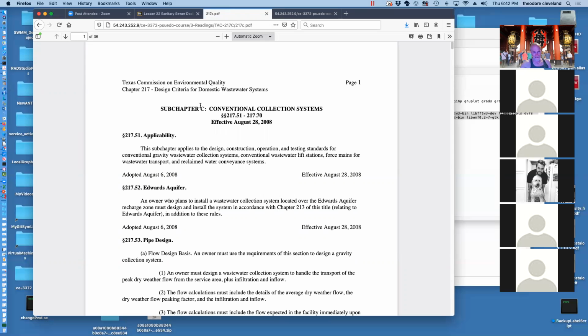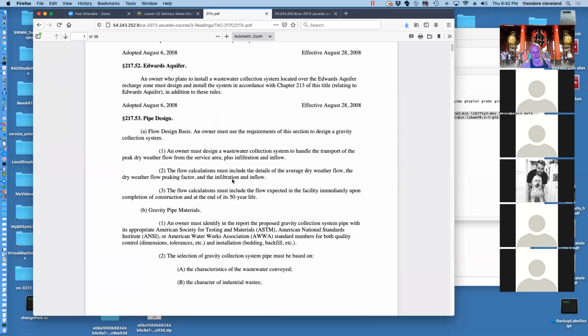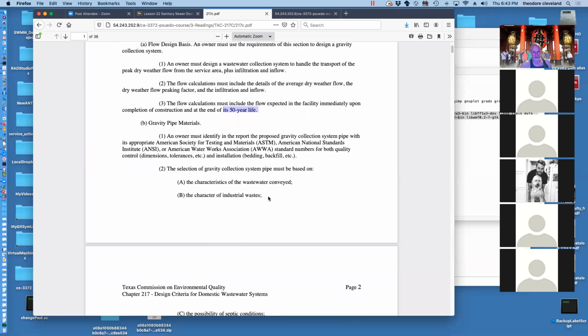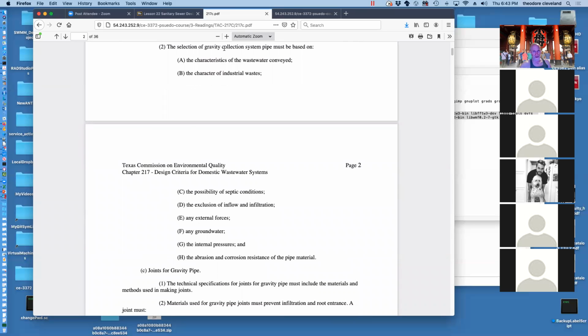And so this is coming from subchapter C, paragraph 217.51 to 217.70. And what these design guidelines are is they have information on pipe design, and then on what basis the design has to be made, and then the materials. It states an explicit design life of 50 years. And the pipe selection is based on the listed characteristics.